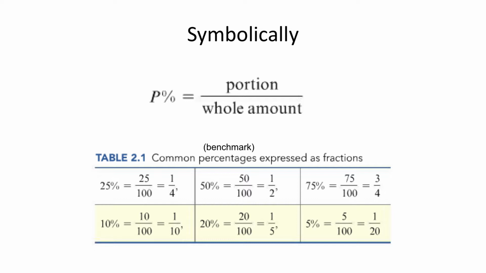10% is 10 out of 100, equals 1/10. 20% is 20 out of 100, and if we make that in lowest terms, it's 1/5. And 5% is 5 out of 100, or as a fraction, 1/20. So these are benchmark percentages that can be very helpful to us when we're making drawings.